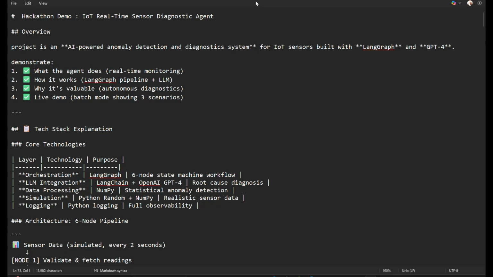I am pursuing my MTech from VIT Vellore, with a specialization in artificial intelligence and machine learning. Now my problem statement I am explaining is the IoT real-time sensor diagnostic agent.